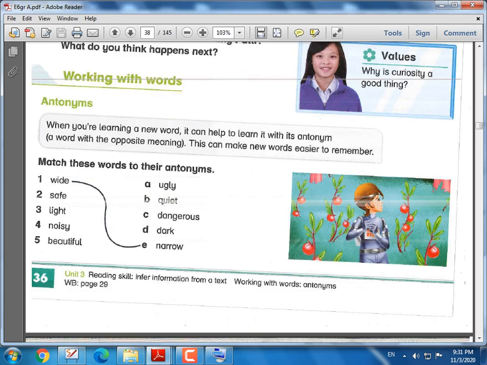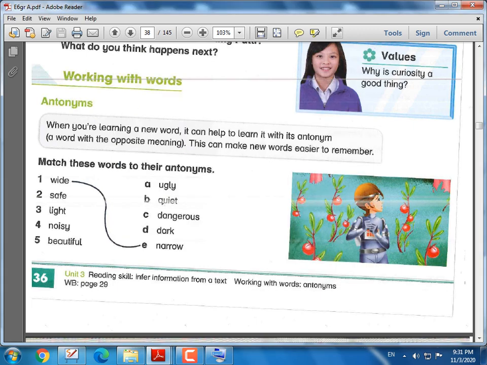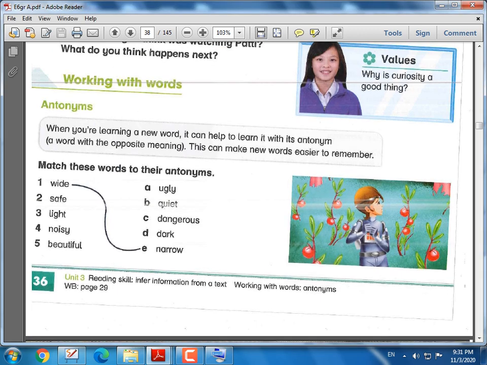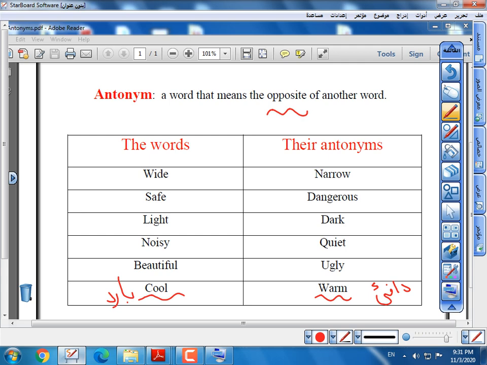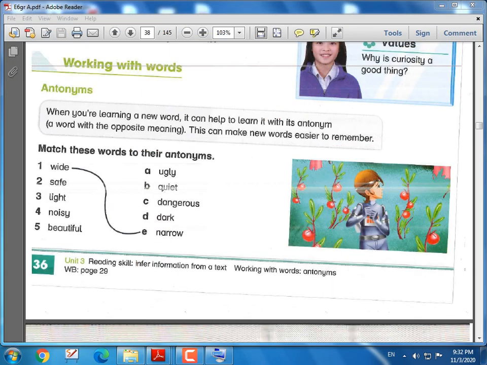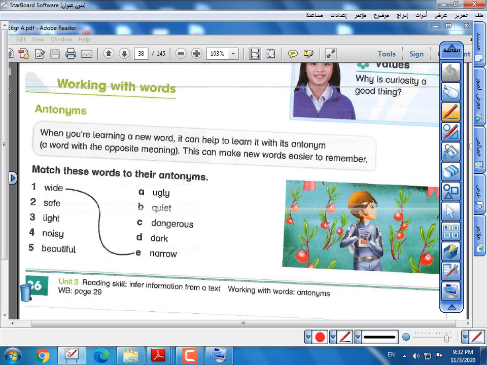All right, starting with your pupil's book, as you see. Working with words. Antonyms. Again, as you see, we have here the word antonyms. When you are learning a new word, it can help to learn it with its antonym, a word with the opposite meaning. This can make new words easier to remember.